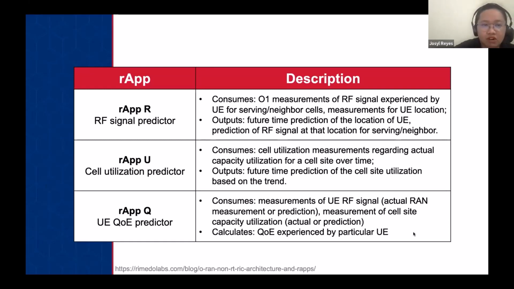We have rApp R, the RF signal predictor. It gets the information from O1 experienced by the UE for serving neighbor cells measurement. The purpose of this is for prediction of the location of the UE. Maybe more on the purpose is, if we know where the UE is, it will easily understand whether it needs handover to the other cell or not.